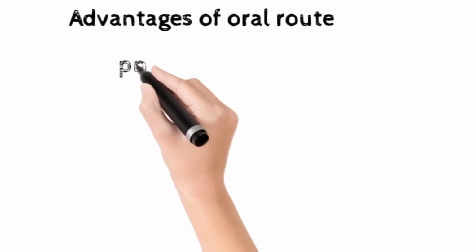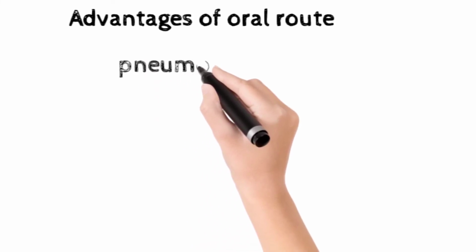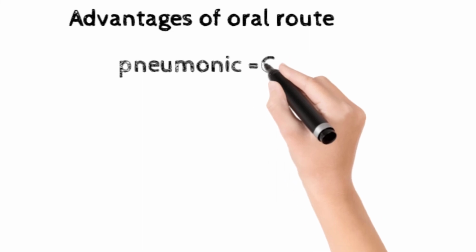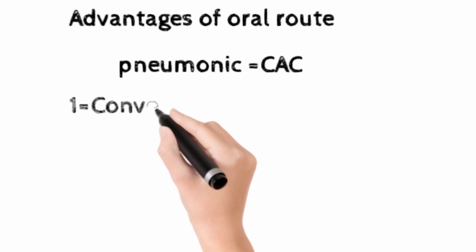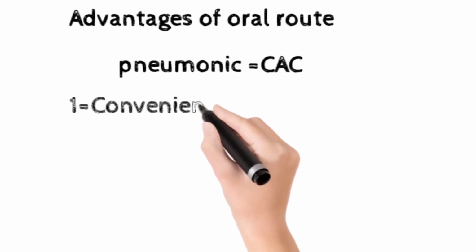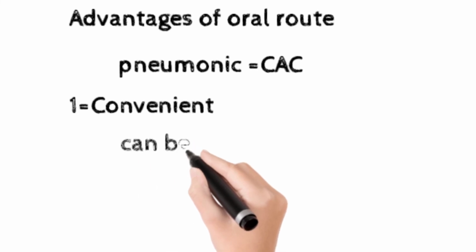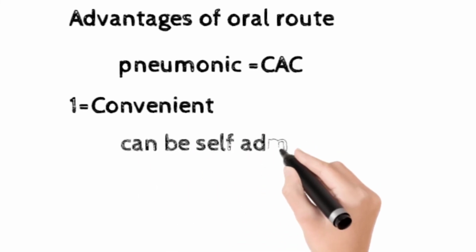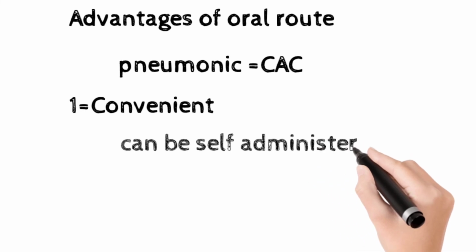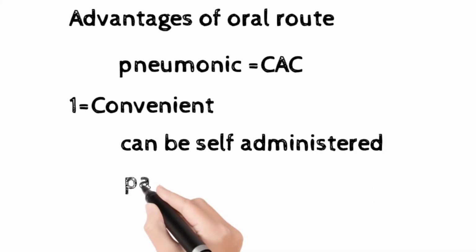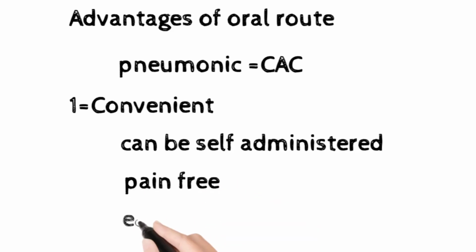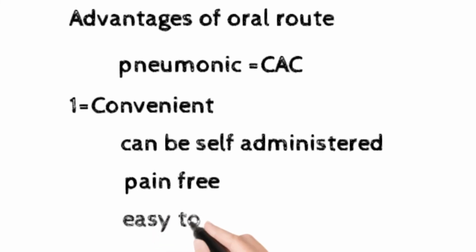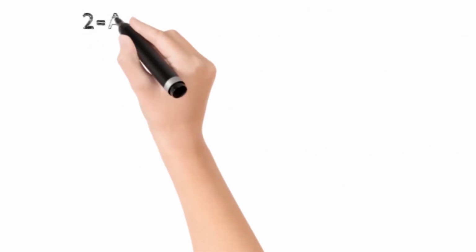Now come to the advantages of oral route. We will remember by mnemonic CAC, mean cake. Here are the three advantages of oral route. First advantage is convenient. Oral route is convenient. What convenient mean? By oral route drug can be self-administered, mean by the patient itself. Second is pain-free. Oral route is pain-free. Third is easy to take. This is the convenient mean.